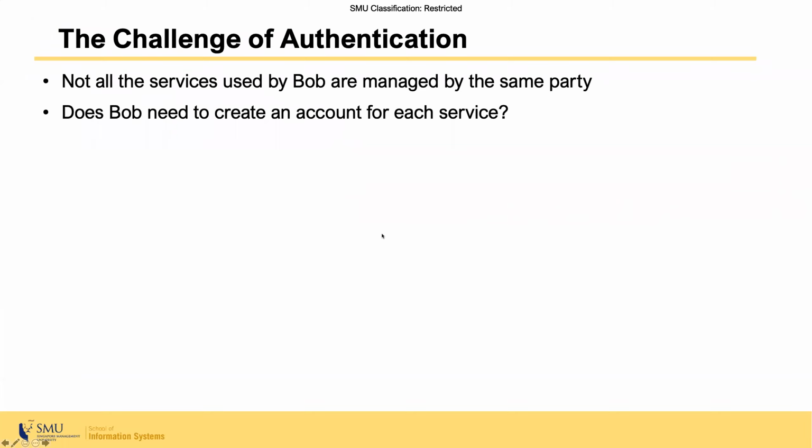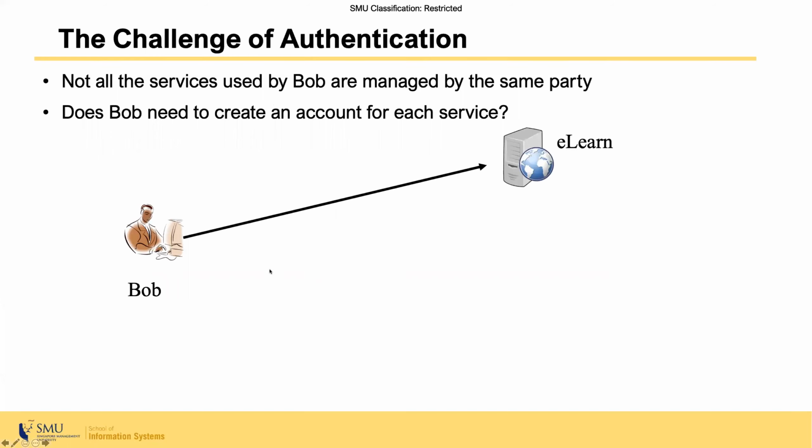So, what is the challenge of authentication? The challenge is that not all the services used by Bob are managed by the same party. Assume Bob is an SMU student. He would have an ELAN account with SMU. He would also have an email account with SMU. But behind the scenes, in fact, the email service is provided by an email service provider. ELAN is provided by a different service provider. They are different parties, although both services are provided within the premises of the SMU domain.